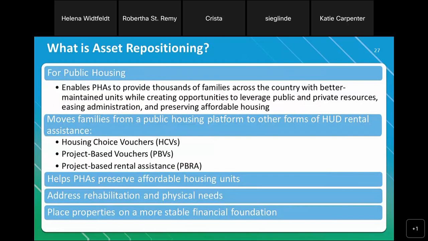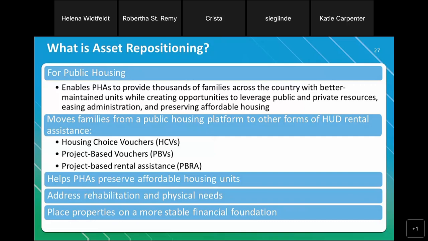For public housing, asset repositioning is a positive tool because it allows thousands of families to not lose access to housing and essentially can provide better maintained units and create opportunities, especially when we leverage public and private source resources, when we are creating essentially a rehab or rebuild opportunity when we're going through asset repositioning. It can ease administration. And of course, the biggest factor always is that no matter what, when the program is shifting from public housing to Section 8, we are preserving affordable housing. That affordable housing does not go away.